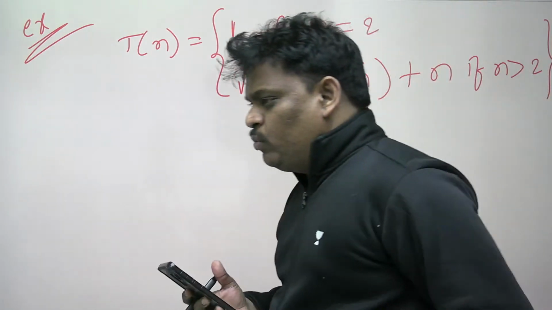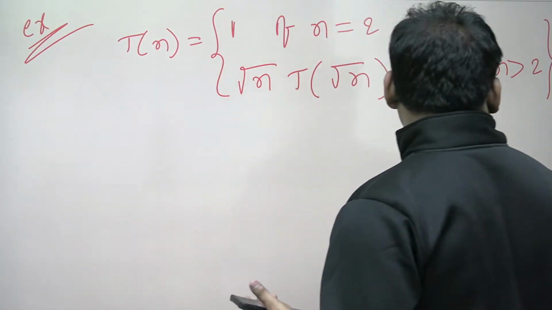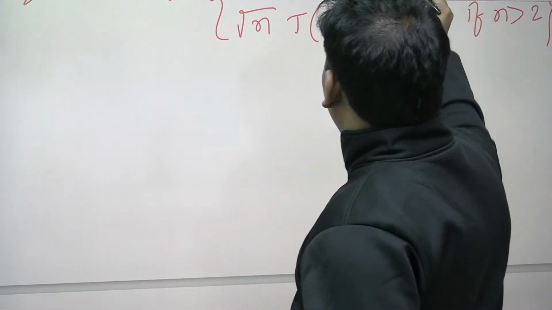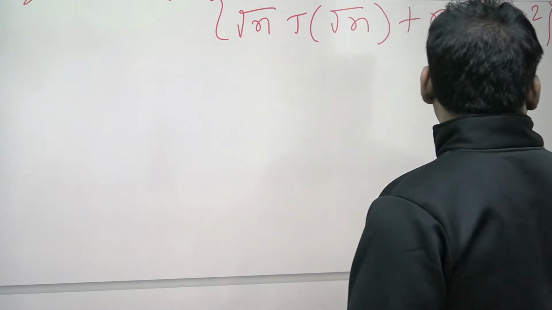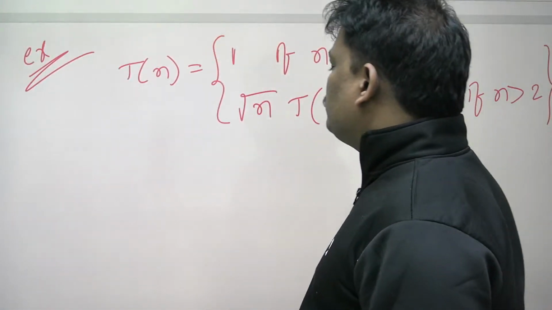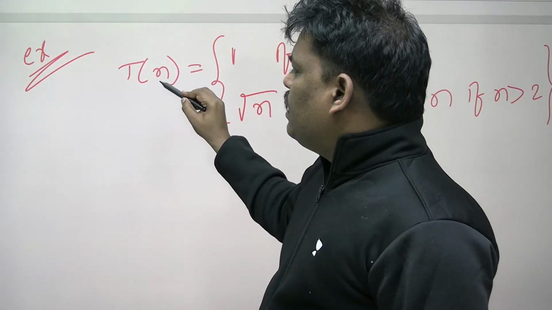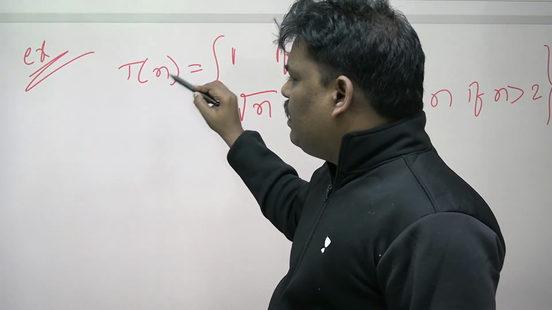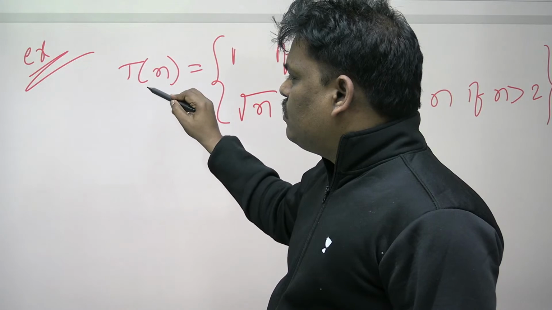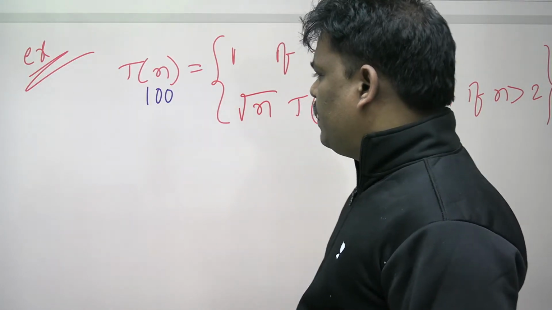So let me do this. It is a little bit tough. Let me do it once. See everyone, here, suppose I assume 1000. Sorry, 100.